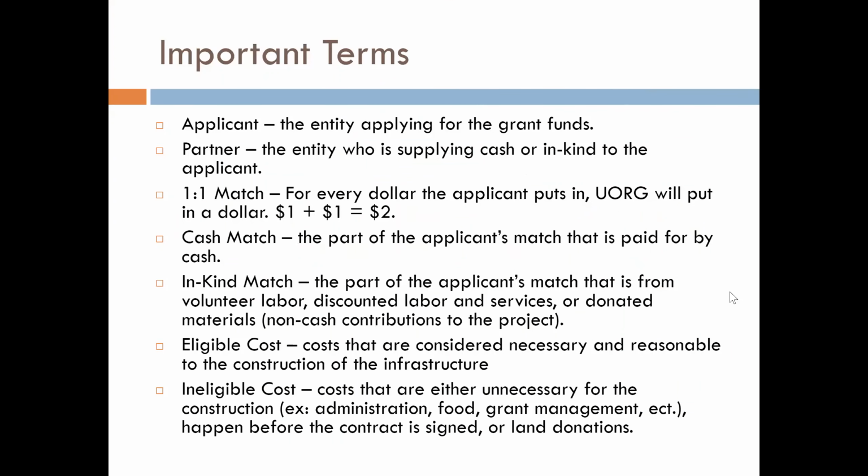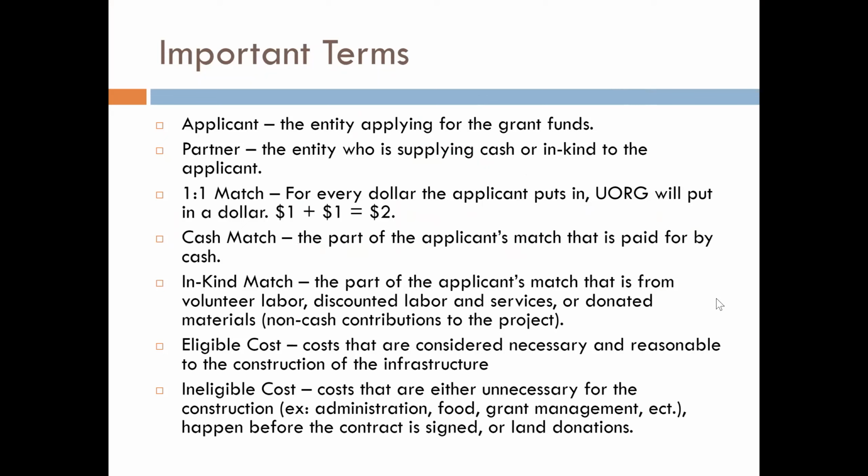To start, we have some important terms. Applicant is the entity applying for the grant funds. The partner is the entity who is supplying cash or in-kind to the applicant. A one-to-one match means for every dollar the applicant puts in, the partner will put in a dollar. The cash match is the part of the applicant's match that is paid for by cash. In-kind match is the part of the applicant's match that is from volunteer labor, discounted labor and services, or donated materials, all the non-cash contributions.